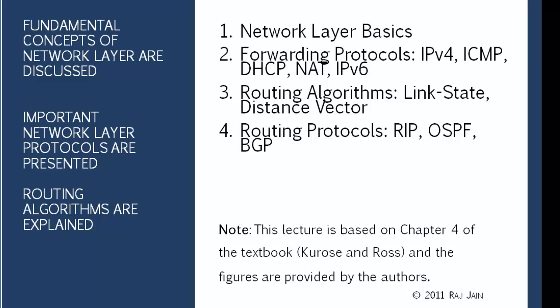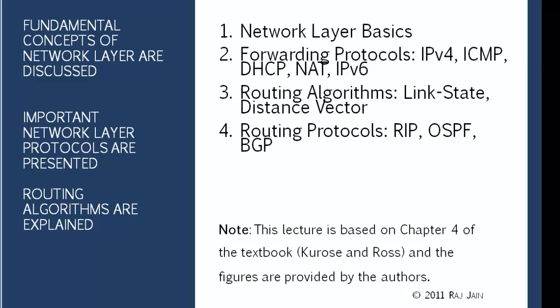I mean, not just IP, but there are other protocols that run at that layer. So we talk about network layer basics, and then we talk about IP version 4, ICMP, DSCP, NAT again. Actually, we have done enough NAT, so we don't need to do too much. But we do NAT, and then we go to IPv6. Then we also talk about routing.